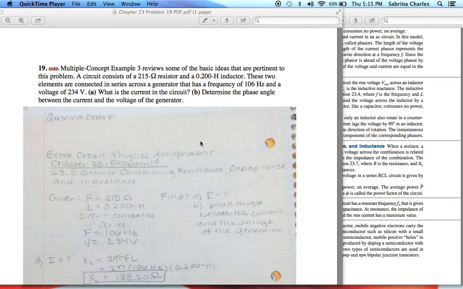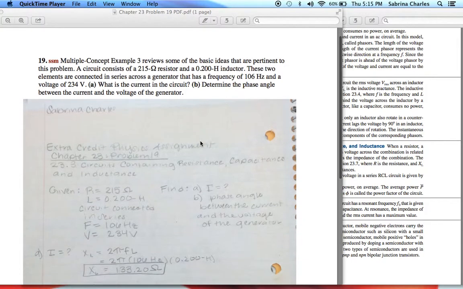These two elements are connected in series across a generator that has a frequency of 106 hertz and a voltage of 234 volts. Part A asks what is the current of the circuit, and part B asks us to determine the phase angle between the current and the voltage of the generator.